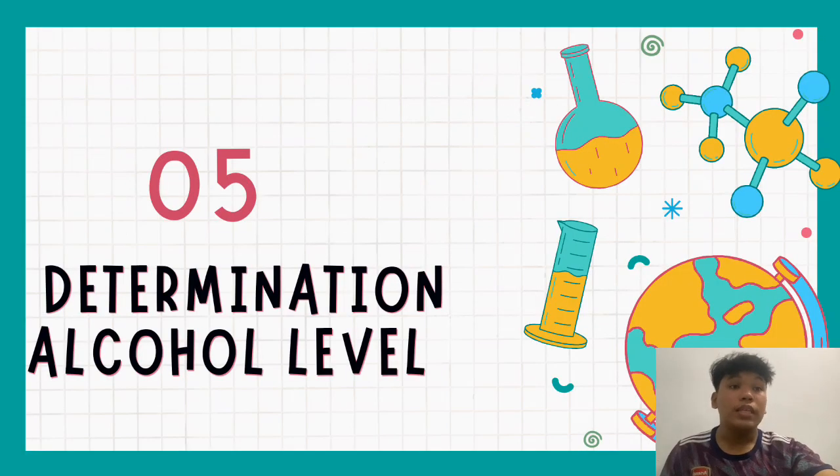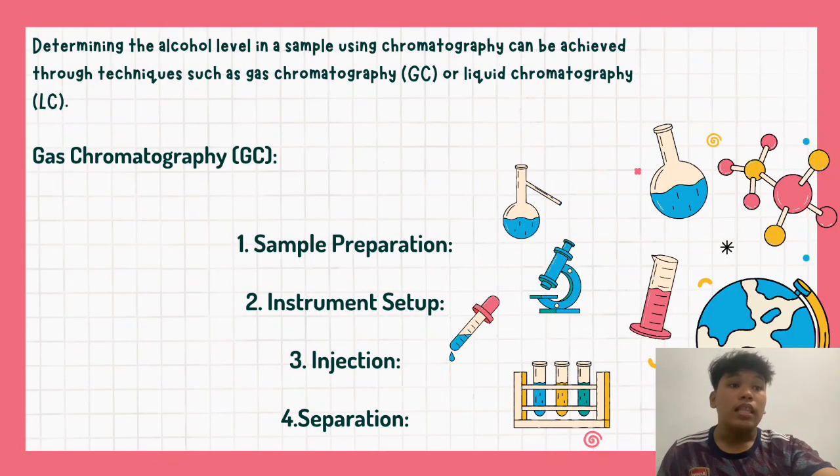So we move to determining alcohol level. There are 4 ways on how to determine the alcohol level. The first one is sample preparation, the second one instrument setup, the third one injection, and the last one is separation. And I'm going to explain each of these steps.